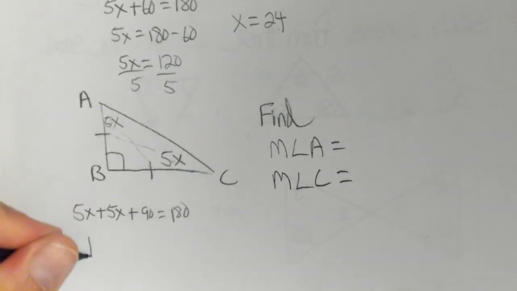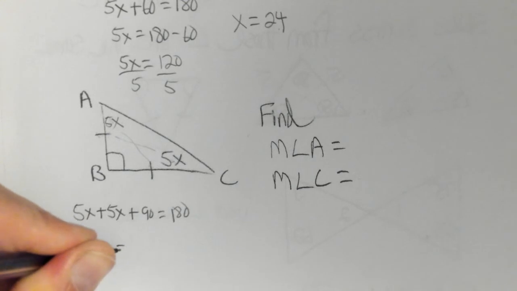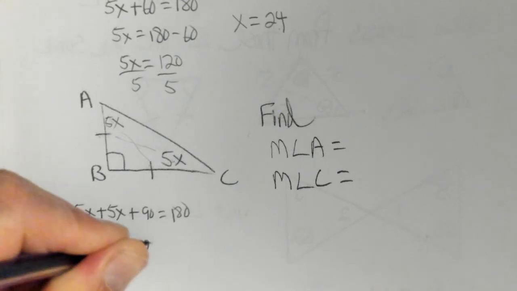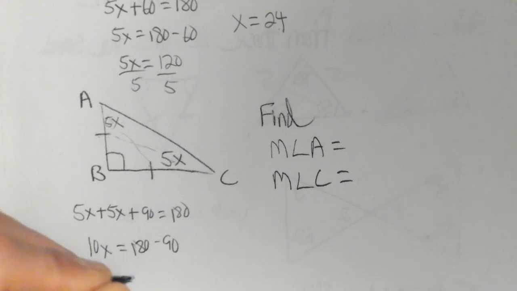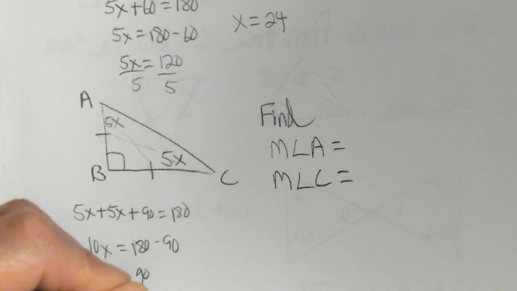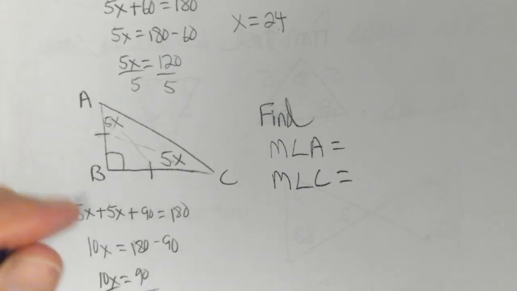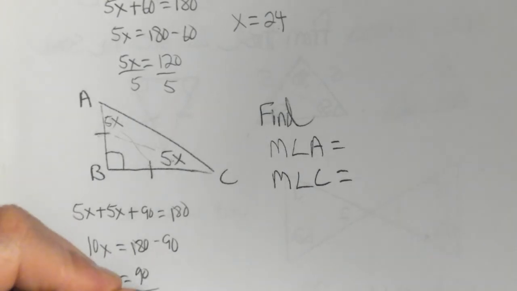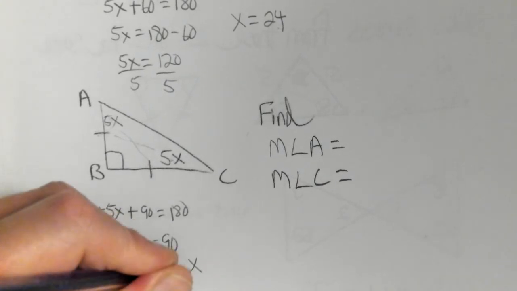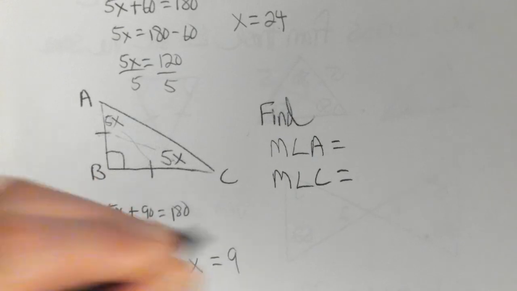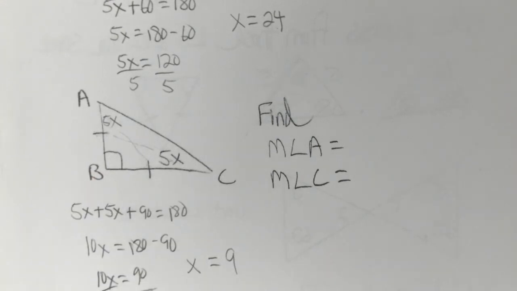5x plus 5x makes 10x there. This will be 180 minus 90, which is going to be 10x is equal to 90, divided by 10. And so when we go through now and finish this up, we'll have x is equal to 9. However, that's not the answer, because I'm looking for the measure of angle A and the measure of angle C.